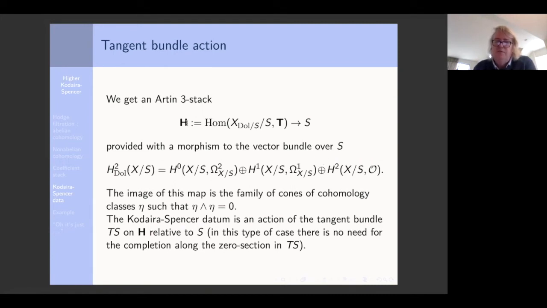And so the image of a map from H into this H2 Dolbeault cohomology is the family of cohomology classes eta, such that eta cup eta, or eta wedge eta, equals 0. Okay? So we have a stack which is mapping to this Dolbeault cohomology space, and its image is the set of classes such that eta cup eta equals 0. And now our Kodaira-Spencer datum is going to be an action of the tangent bundle on this stack H relative to S. Okay.